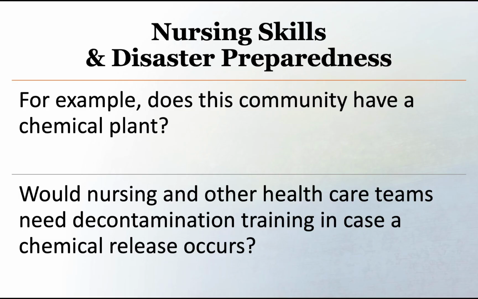So nursing skills and disaster preparedness. For example, does this community have a chemical plant? So things that we can do in the prevention phases. What if the chemicals that they use at that plant require decontamination training for healthcare teams? That would be something that a community health nurse could start to implement.